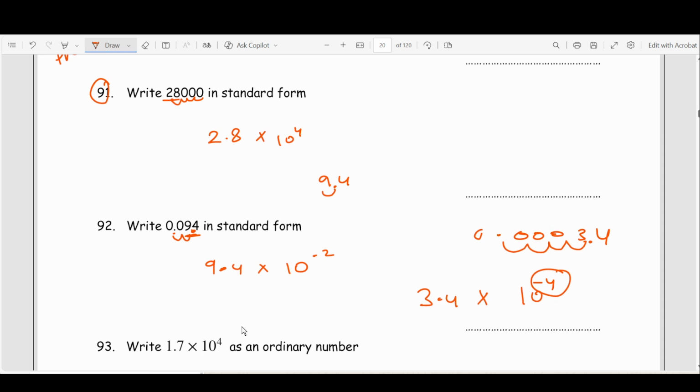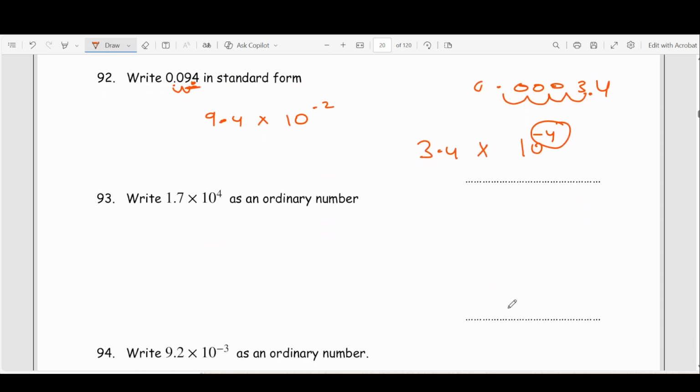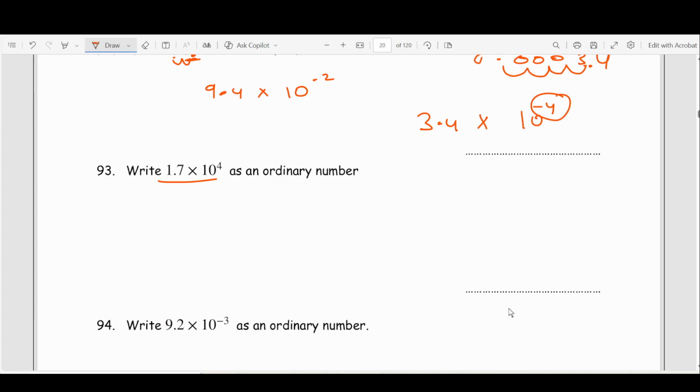Next, these are standard form. But this number is given in standard form, and we need to convert it into an ordinary number. So 1.7 times 10 to the power 4. First we write 17. Then we need to move the decimal towards the right because the power is a positive 4. Move 4 places: 1, 2, 3, 4. Now you can see how many blank spaces there are: 3. So put 3 zeros. The answer is 17,000. Clear?